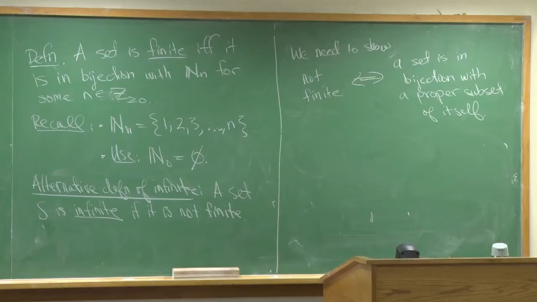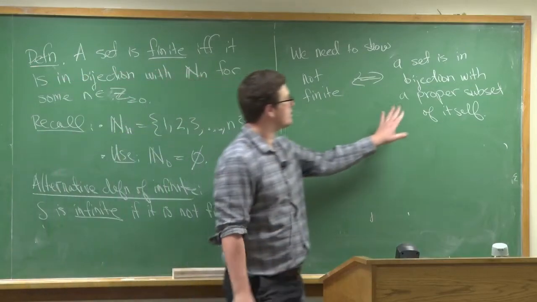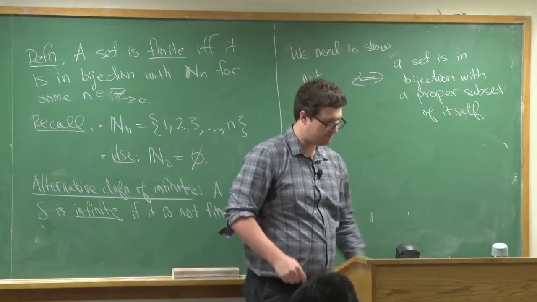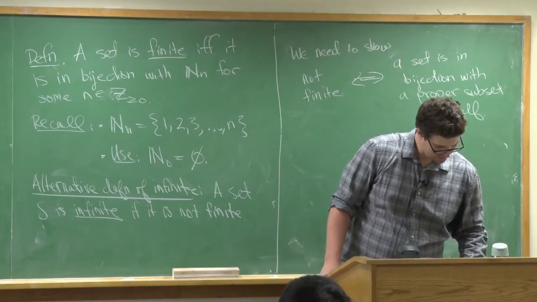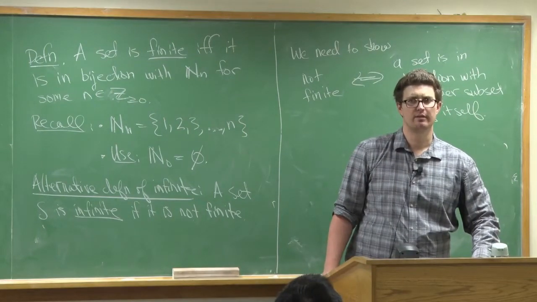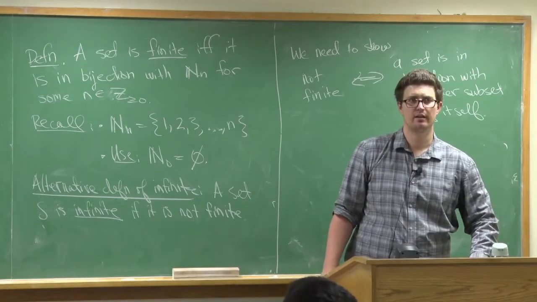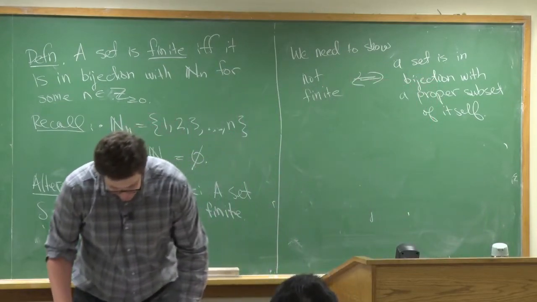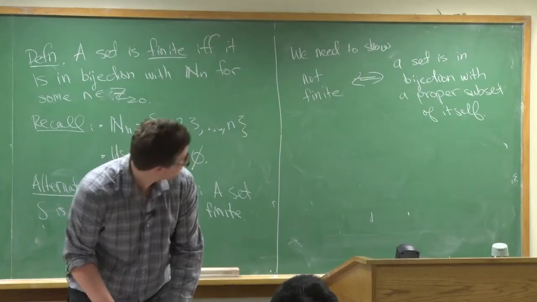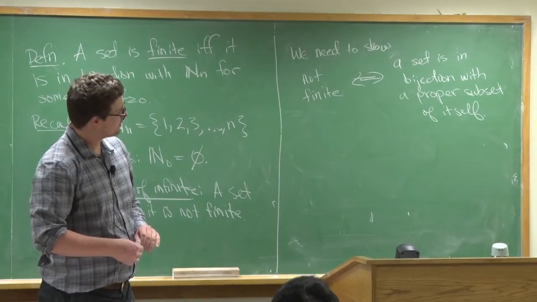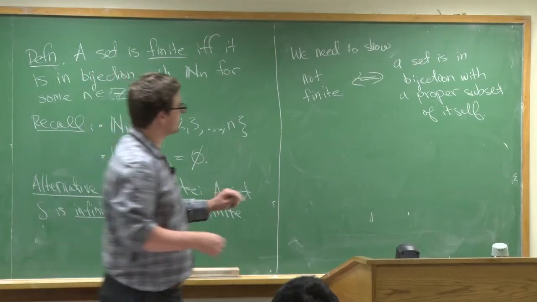And in order to show that finite sets don't have this property over here, we need to use something called the pigeonhole principle. Okay, and we have 10 minutes, right? Let me give you the idea of the pigeonhole principle, and how these things work.